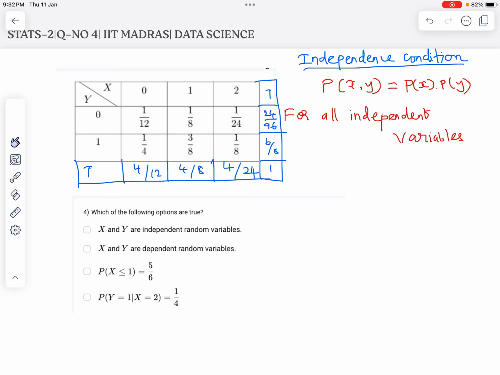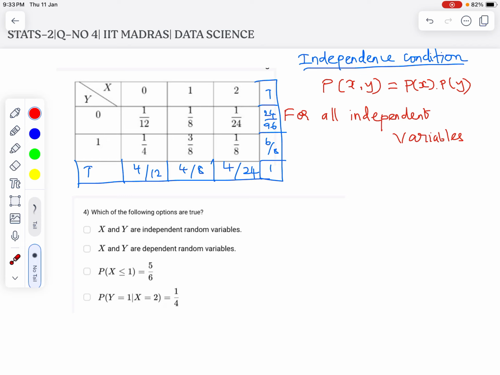Here, I have already made the total values for the independent variables 0, 1 and 2 for the values of x. So I have summed up, and similarly for the values of y, I have summed up, and the total value for the probability mass function should be equal to 1 while adding all the values. Therefore, this table is right. So with these values, we are going to compare and contrast the different answer options.